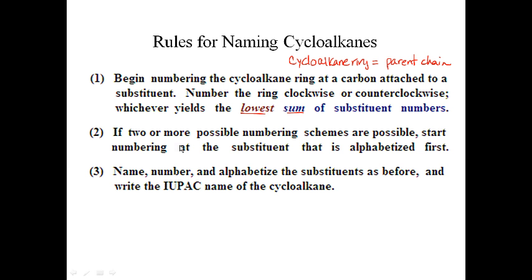And then if you have 2 or more possible numbering schemes, you're going to start numbering at the substituent that's alphabetized first. And if you have to break ties, we're going to break it on the alphabetization. And then we name, number, and alphabetize the substituents as before. And then we're going to have our numbers, our substituents, and then the parent name will be cyclopropane or cyclohexane or whatever the cycloalkane ring is.